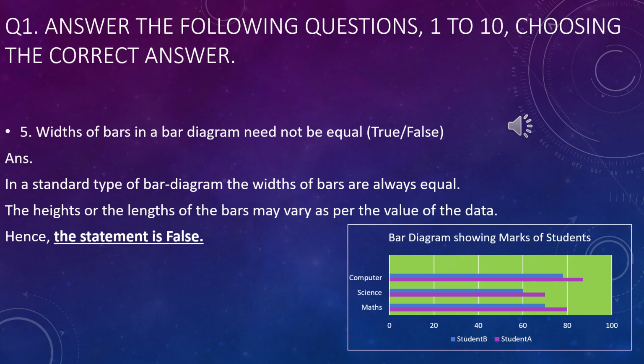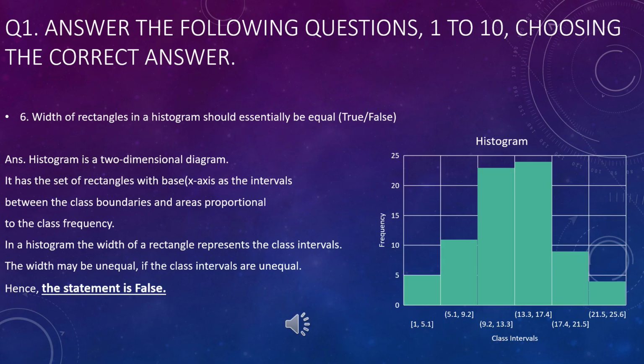That means the width of the bars in a bar diagram is equal. So the statement is false. Now we come to question number 6 of question number 1, which is: width of rectangles in a histogram should essentially be equal. So is it true or false?